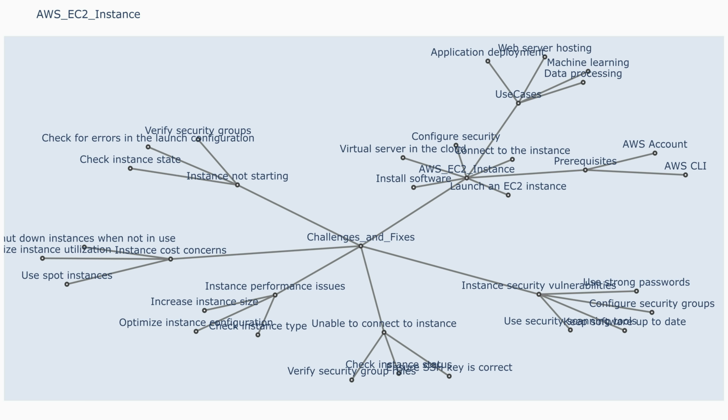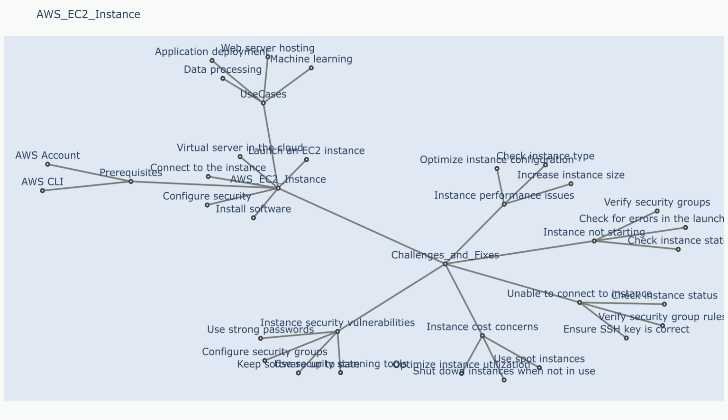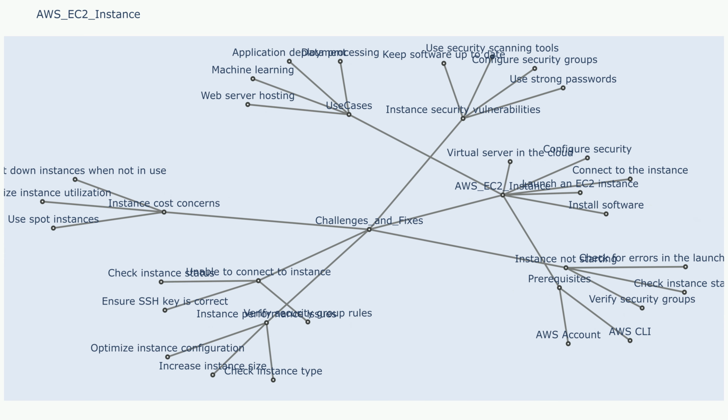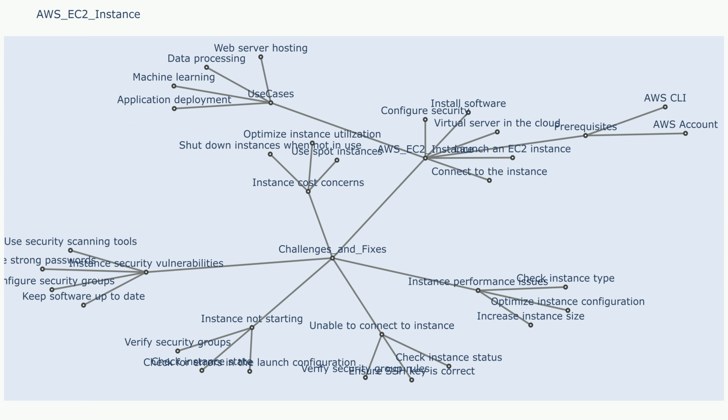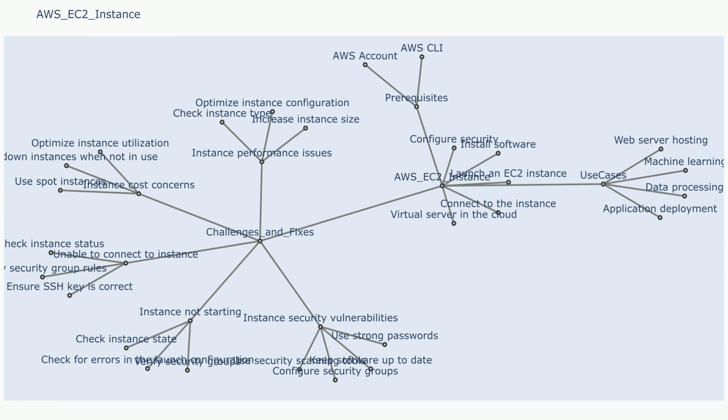AWS EC2 Instance Description. Elastic Compute Cloud EC2 instances are virtual servers in the cloud. They provide on-demand compute capacity and are a core component of many AWS services. Prerequisites: AWS account, AWS CLI, use cases, web server hosting, application deployment, data processing, machine learning, game development, high-performance computing, big data analytics, development and testing environments.